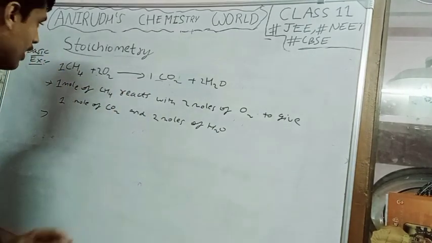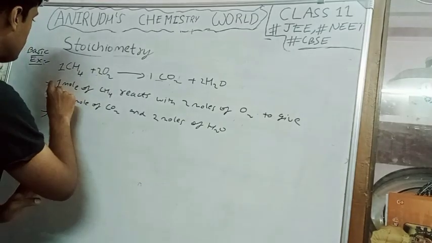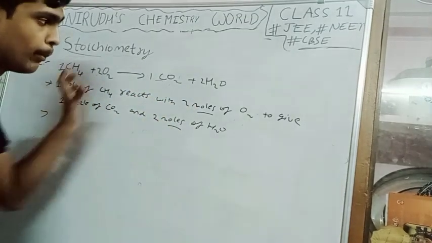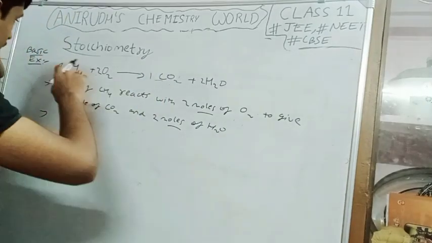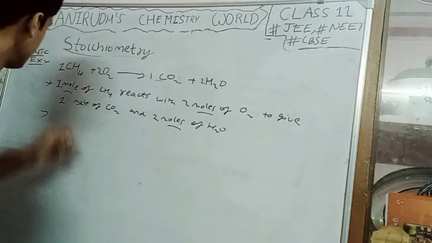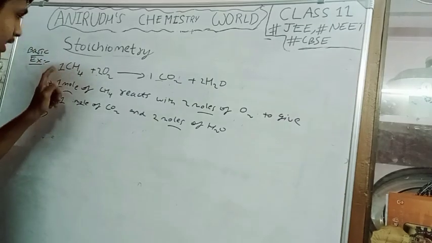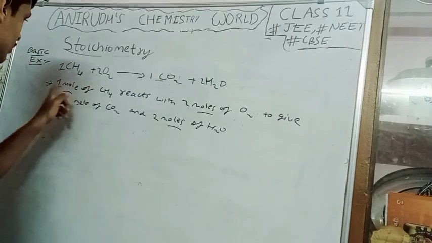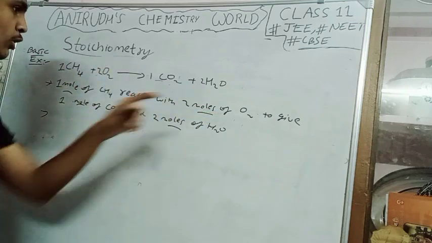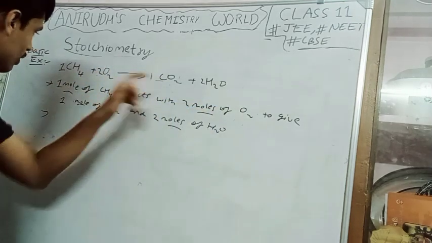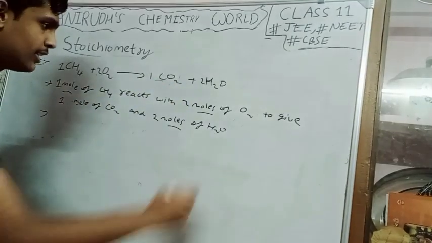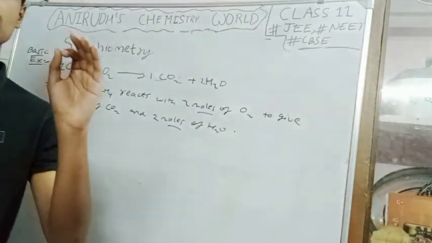Okay, first thing is that I am trying to compare the parameter, that is moles. I am trying to compare the moles parameter. If you talk about this reaction in terms of moles, how can you read this reaction? 1 mole of CH4, that is 1 mole of methane, when it reacts with 2 moles of oxygen, produces 1 mole of carbon dioxide and 2 moles of water. This is how you can read it in terms of moles.